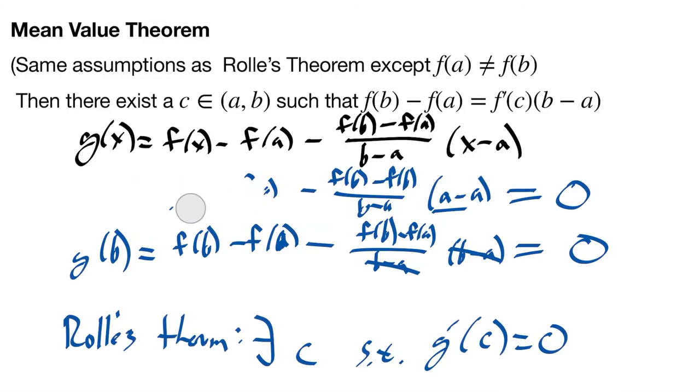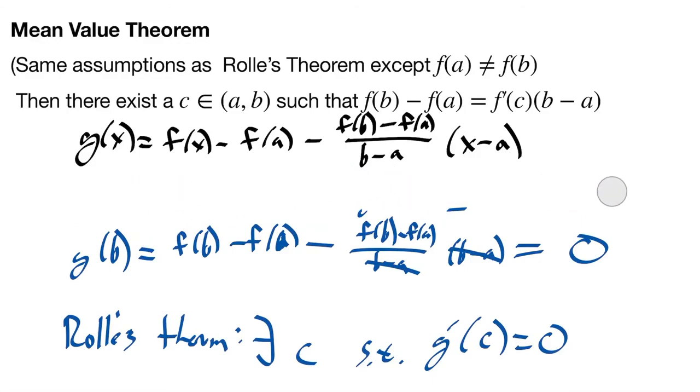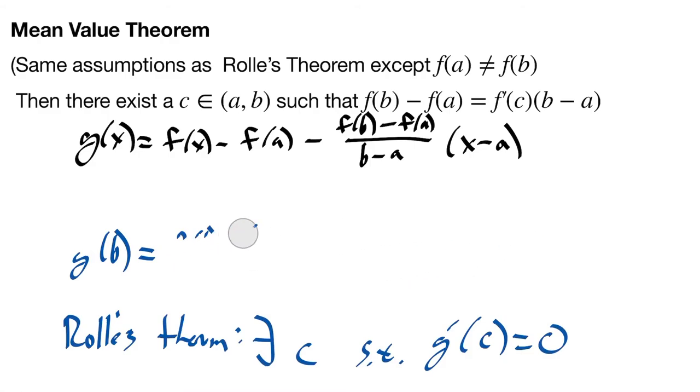So we found two points that both have the same value. In fact, their value is 0. So by Rolle's theorem, there must be some point in the middle that has a 0 value. So let's go find it.